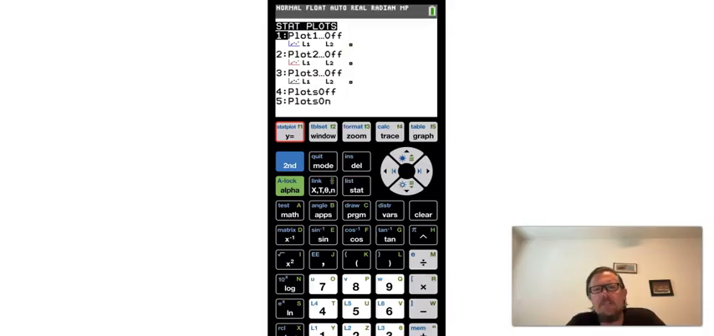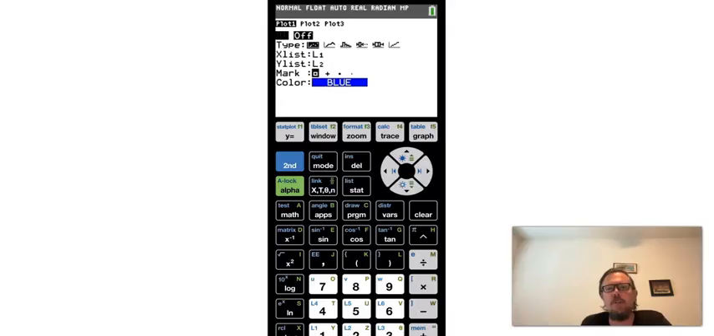And right there at the top, it says plot 1 off. So I'm going to press enter to select plot 1, and I'm going to turn plot 1 on. I don't need to change anything else on here. The type is what type of plot I want to do. And we've got histograms, box plots, all kinds of stuff. But the first one that's selected there is the scatter plot, and that's the one I want.